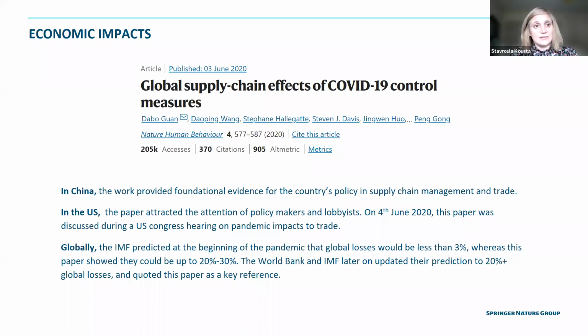In the US, the day after publication of the paper, it was discussed during a US Congress hearing on pandemic impacts to trade. More globally, this paper led to a revision of the projections of global economic losses due to COVID. Initially, the IMF had predicted that to be 3%, whereas the paper had estimated closer to 20 to 30%. The IMF and World Bank later updated the prediction to align with what the paper had shown in its modeling, and quoted this work as a reference.